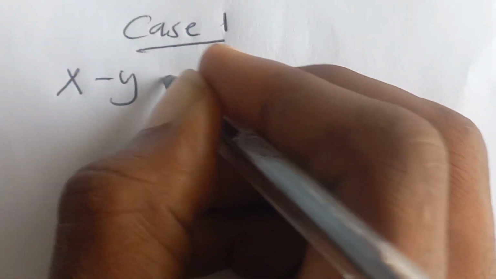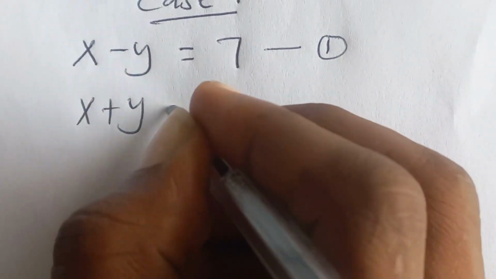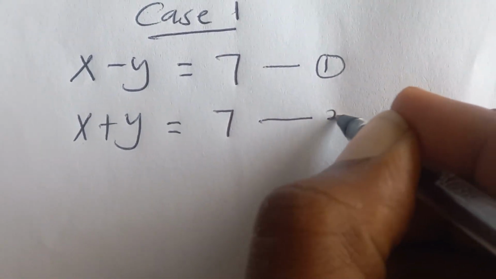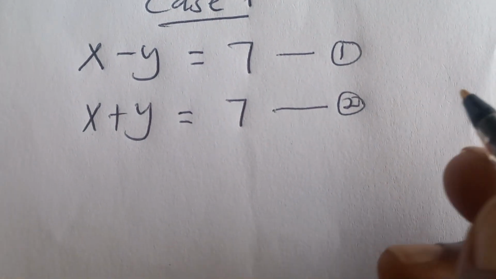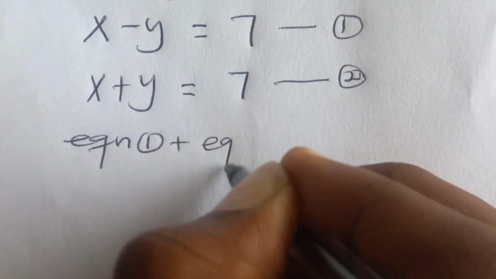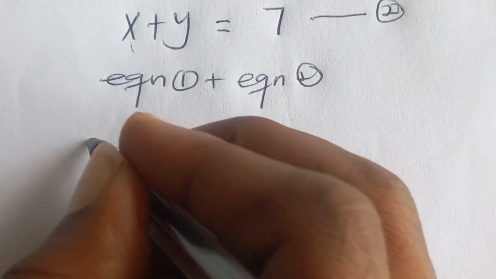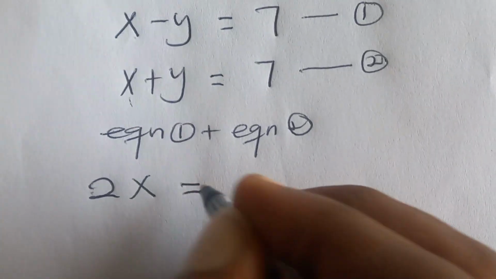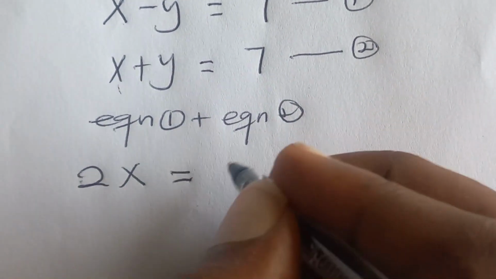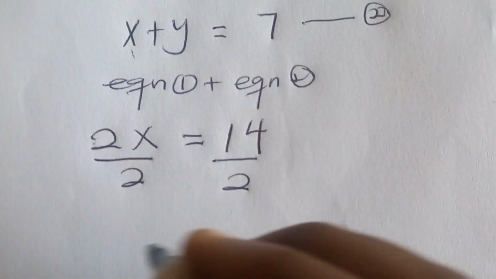x minus y is equal to 7 as our equation 1. Then x plus y is equal to 7 as equation 2. Looking at this, equation 1 plus equation 2 will give us 2x, then negative y plus y is 0, which is equal to 7 plus 7, which is 14. So to solve for x, we divide both sides by 2, so x is equal to 7.